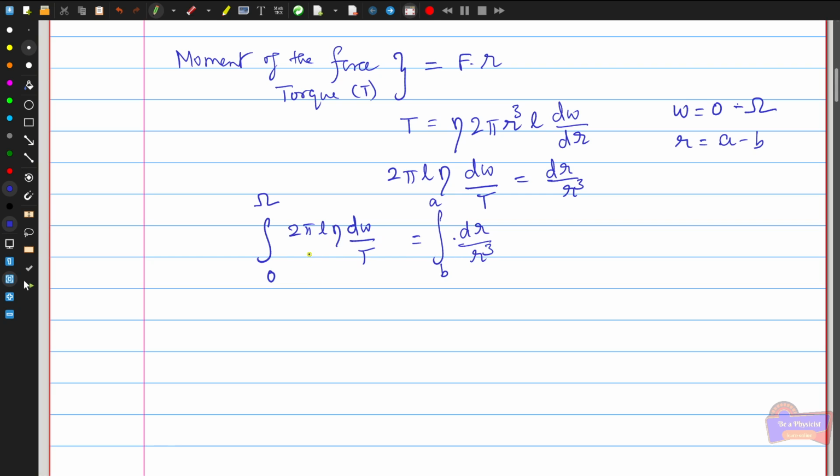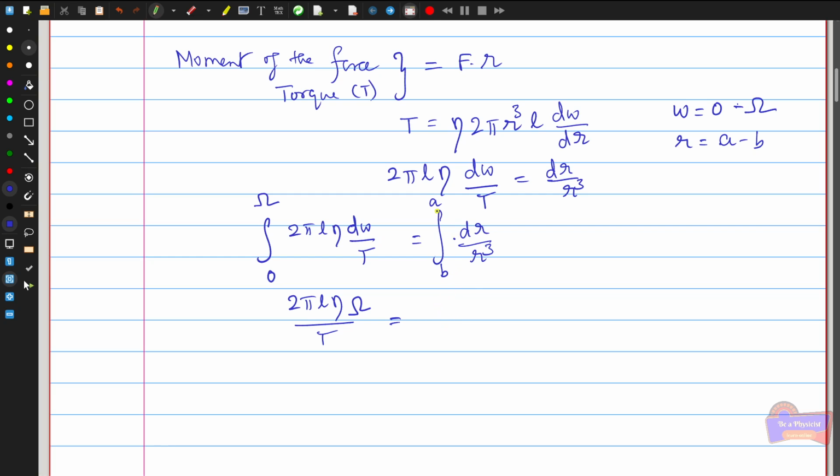So I can take the constants outside, only the d omega is what we are going to integrate, so I can just take the other values outside: 2 pi L eta divided by t. If you integrate this equation, you get omega, and if you substitute the value of omega, you will get HVC is equal to omega, and the other limit is 0, which is equal to dr by r cube. If you are integrating this equation, you will get 1 by 2 r squared.